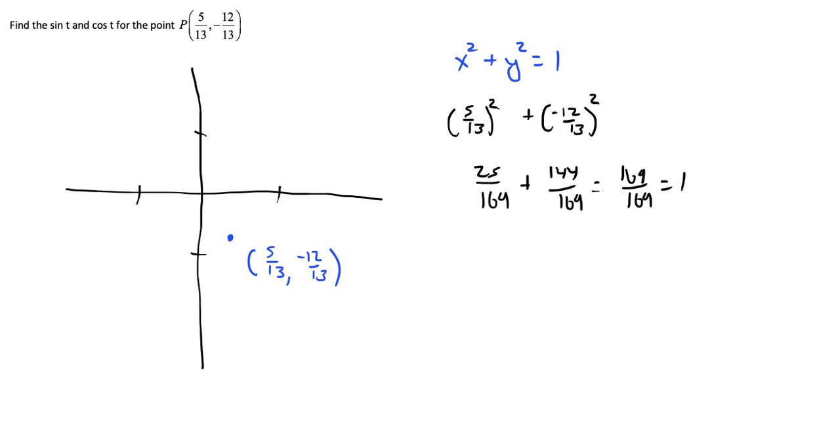Okay? So now in that case, we know that the sine of t is equal to the y value, and cosine of t is equal to the x value. So in this case, sine of t would equal negative 12 over 13. And the cosine of t then would equal 5 over 13.